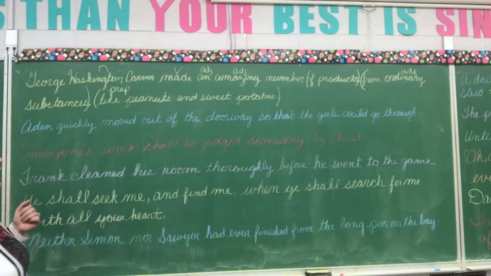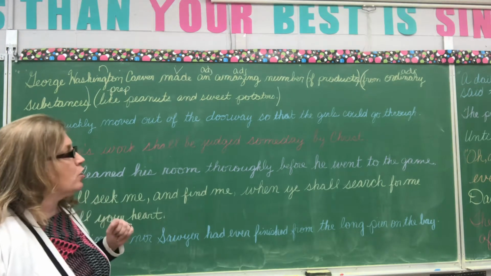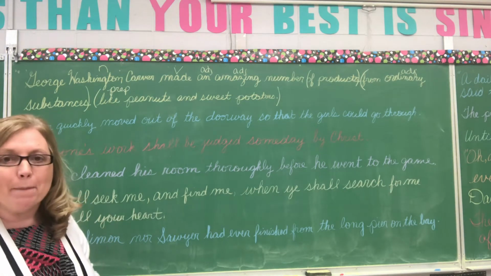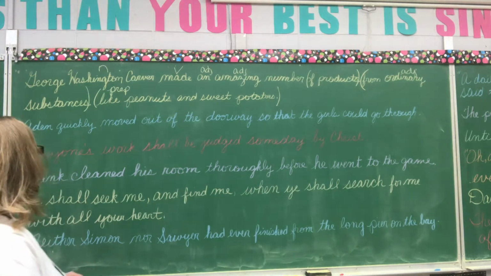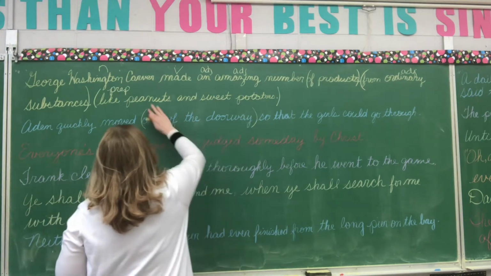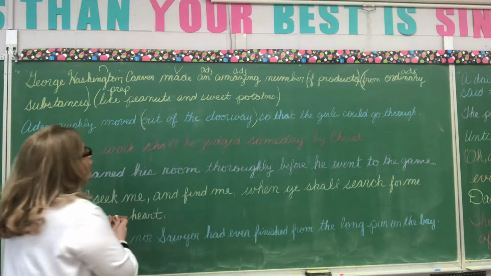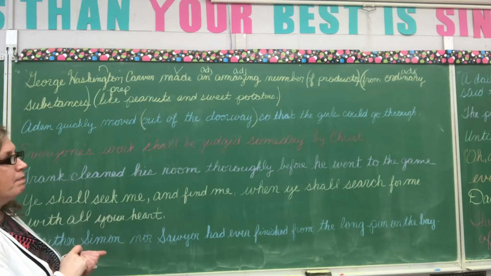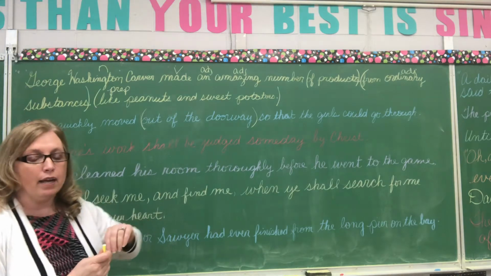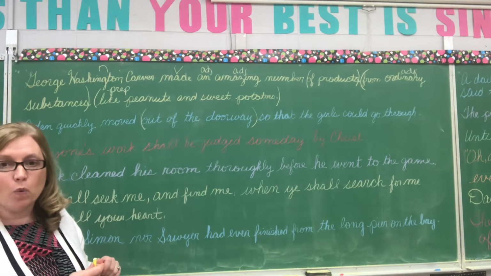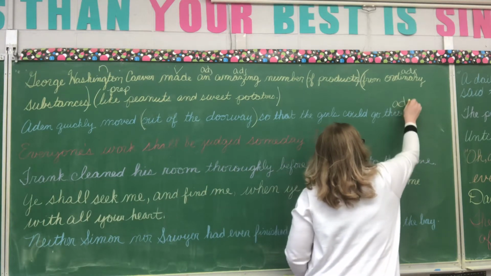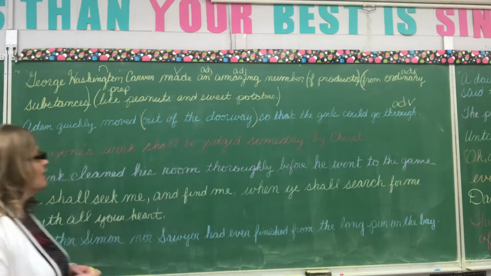Look at number 2. Aiden quickly moved out of the doorway so that the girls could go through. Okay, so our first question is, what prepositions do we have? Okay, we have out of the doorway, and what else? Okay, that's it. Why isn't through? Because through is going to tell us what? Where they went. So if it tells us where, through is an adverb.